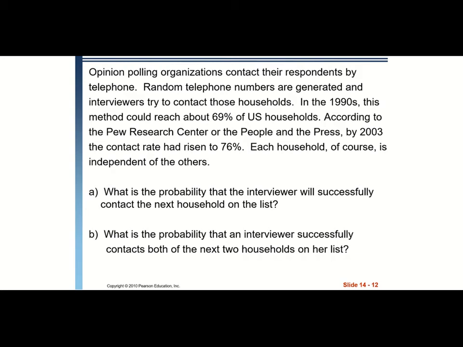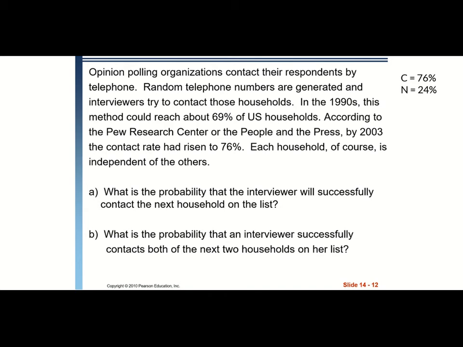Now, it's not unusual for them to throw a few different numbers at you in a problem like this. It notes that back in the 1990s, these polling organizations could only reach 69% of the households. This is actually a decoy number that we're not going to use. The one that we're interested in is the 76% down here, the more recent one that they found in 2003. Another thing to note is that if they have a 76% chance of contacting a household, then 1 minus that, or 24%, is the chance they have of not making contact with a household.